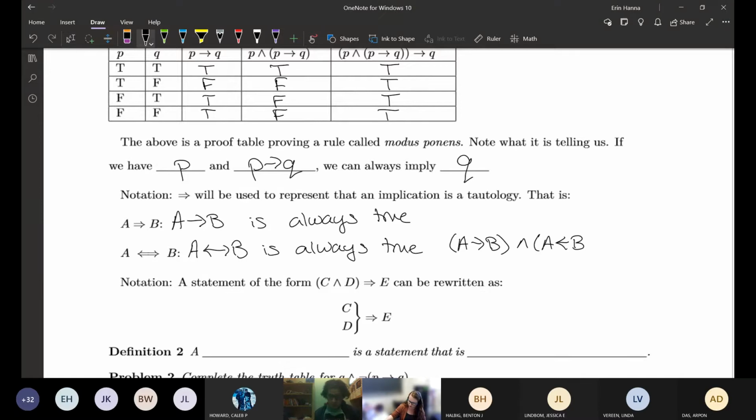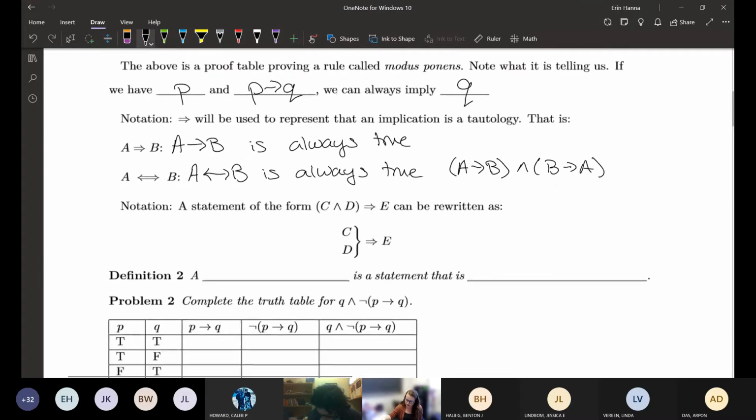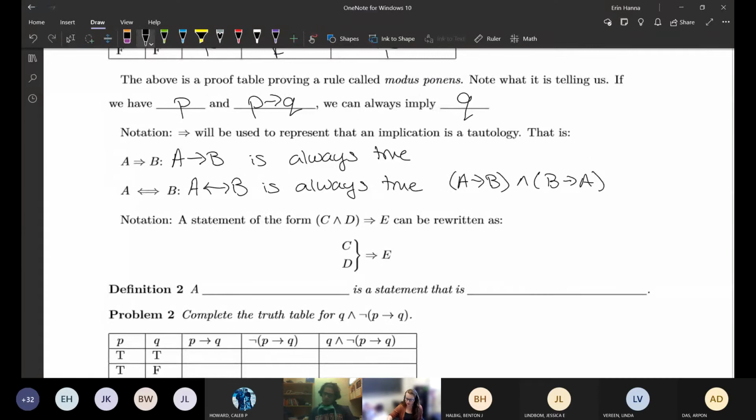So actually, no, let me, I don't like that. P implies A. You can technically write it with the arrow in the other direction, but usually people will write it so the first thing arrows to the second one. So essentially with this new notation, we're going to start seeing rules that end up looking like this.